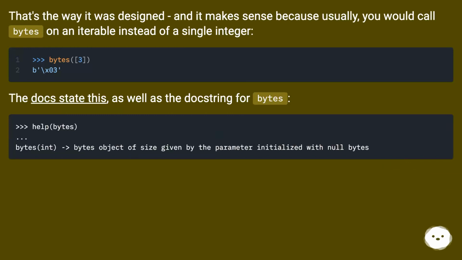That's the way it was designed, and it makes sense because usually you would call bytes on an iterable instead of a single integer. The docs state this, as well as the docstring for bytes.